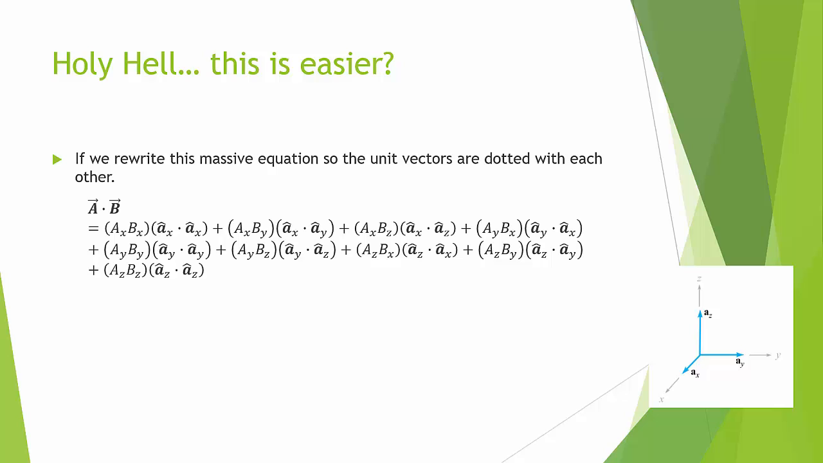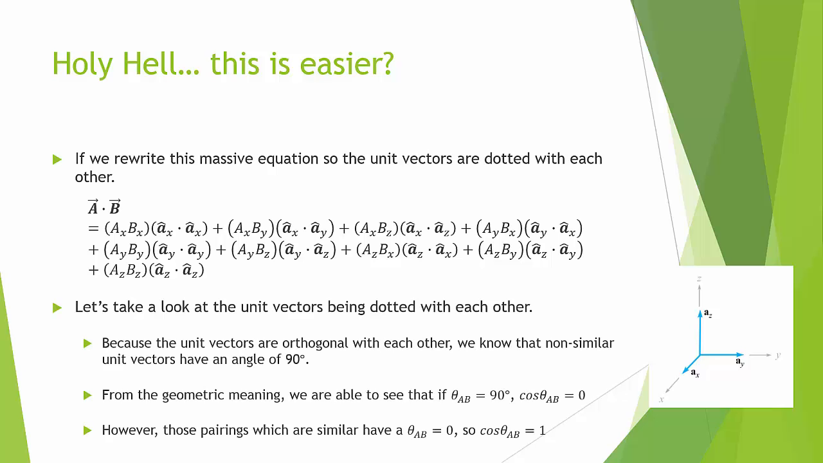One of the first things you can do is actually rewrite the equation so that all the components, like AX, BX, are in one set of parentheses, and then the dot product between the unit vectors are in another set. This way you can just focus on where you actually need to apply the dot product. So as you can see, it looks a little bit nicer, but it's still a huge equation. Once you start actually looking at the relationships between the unit vectors, it becomes pretty simple.